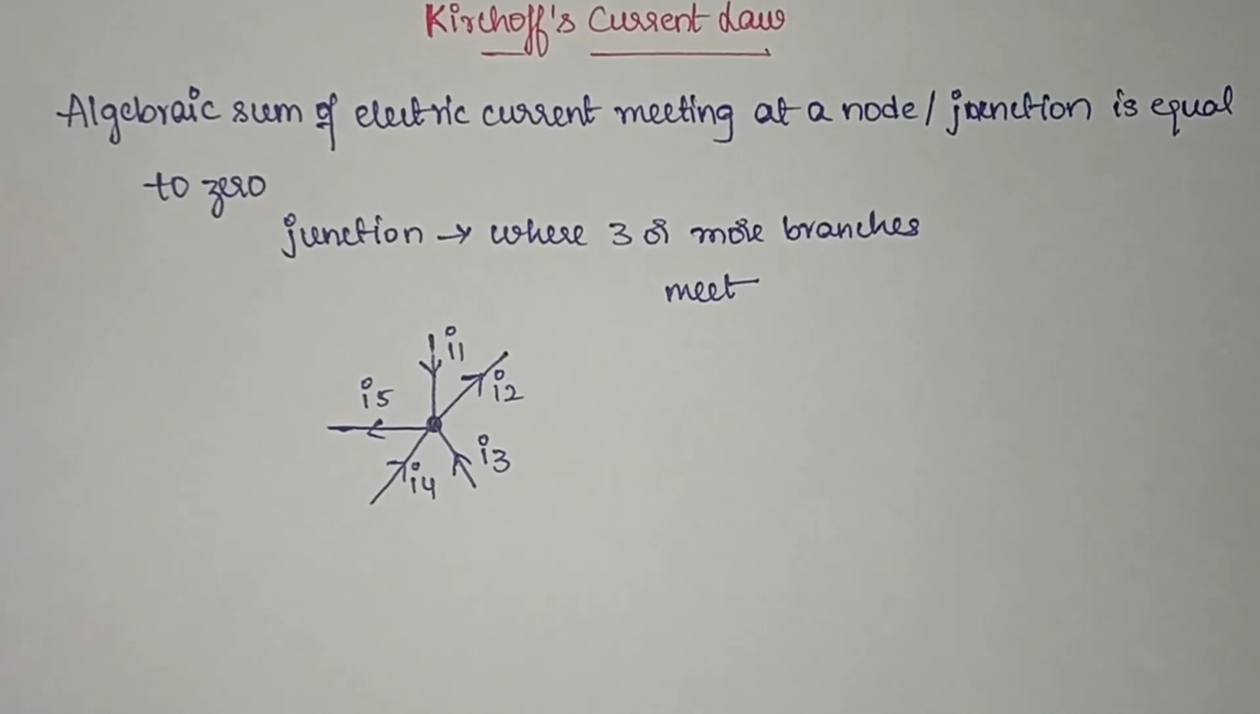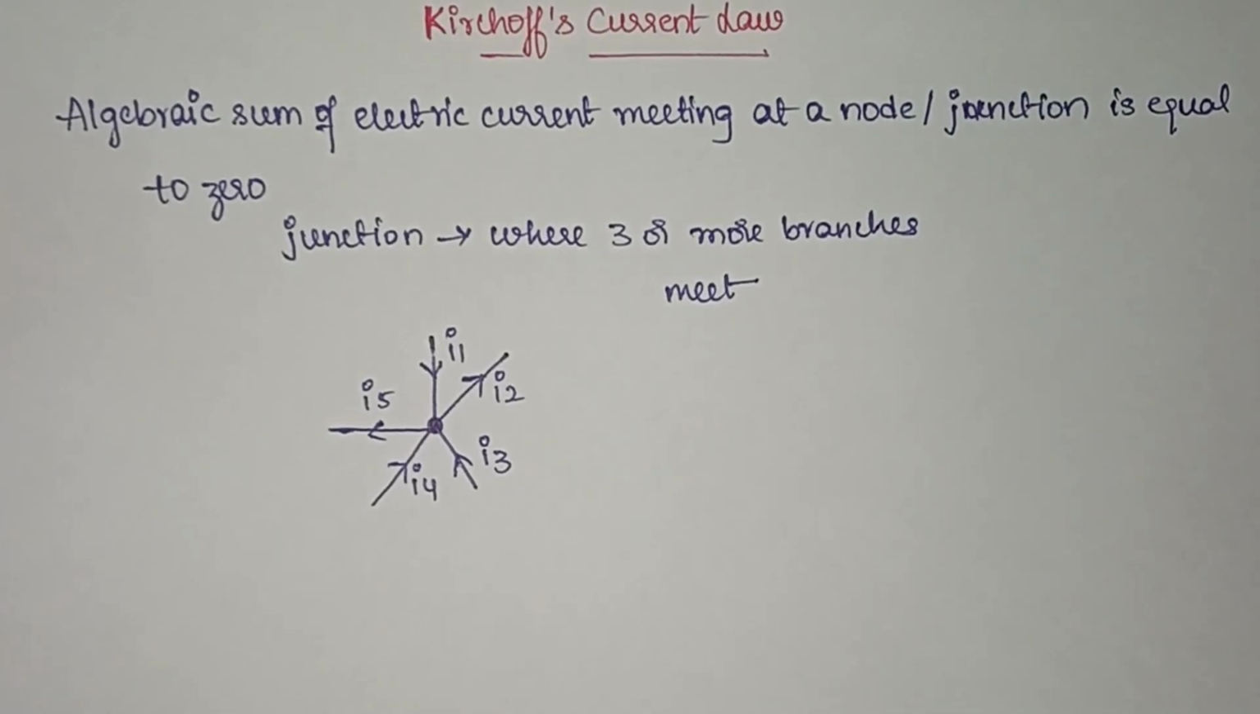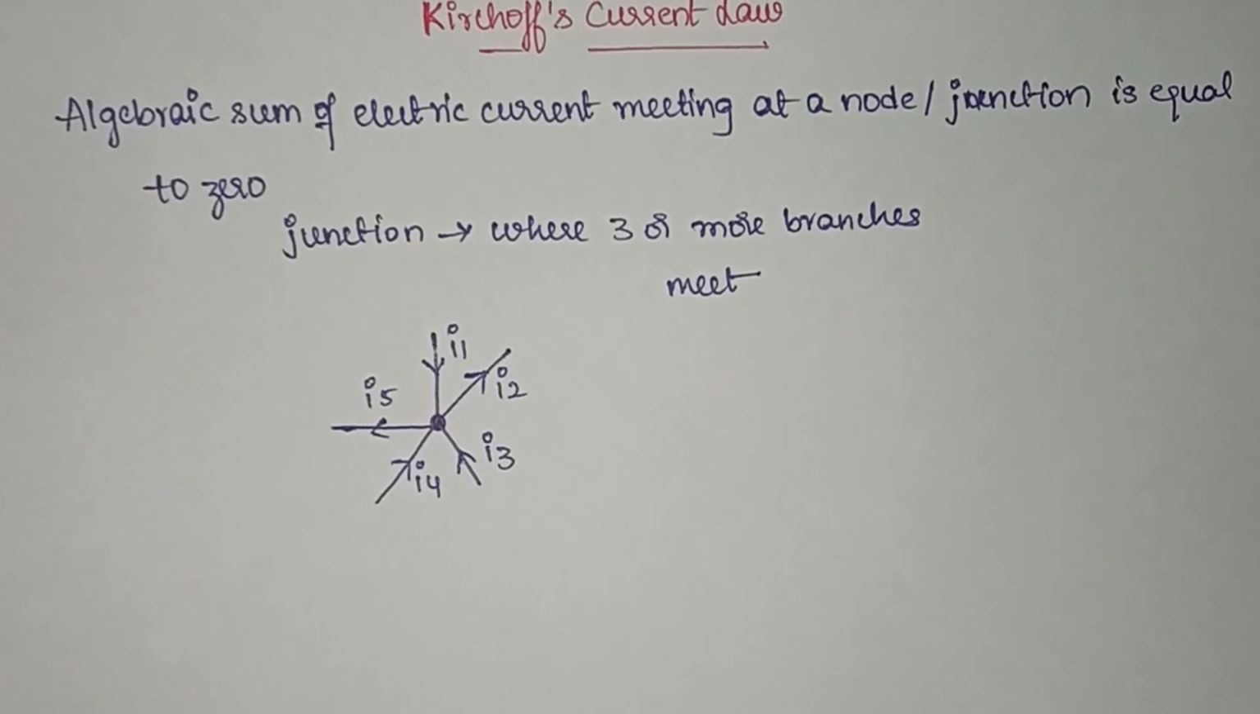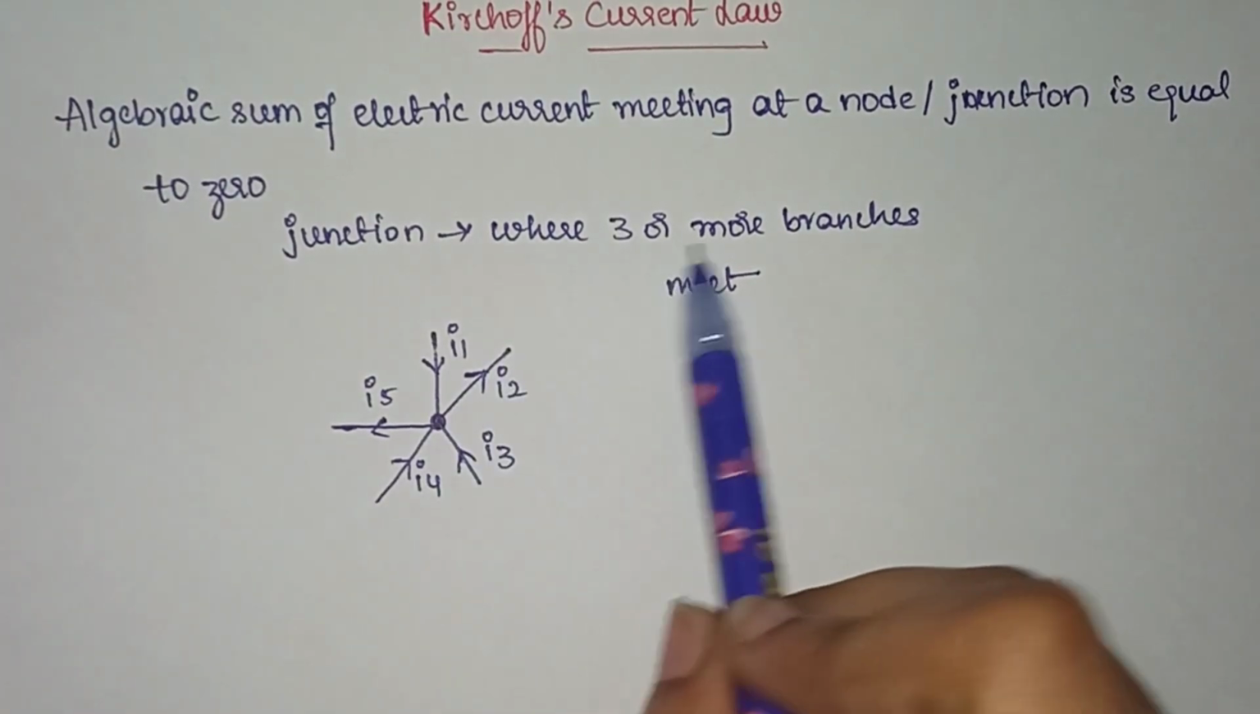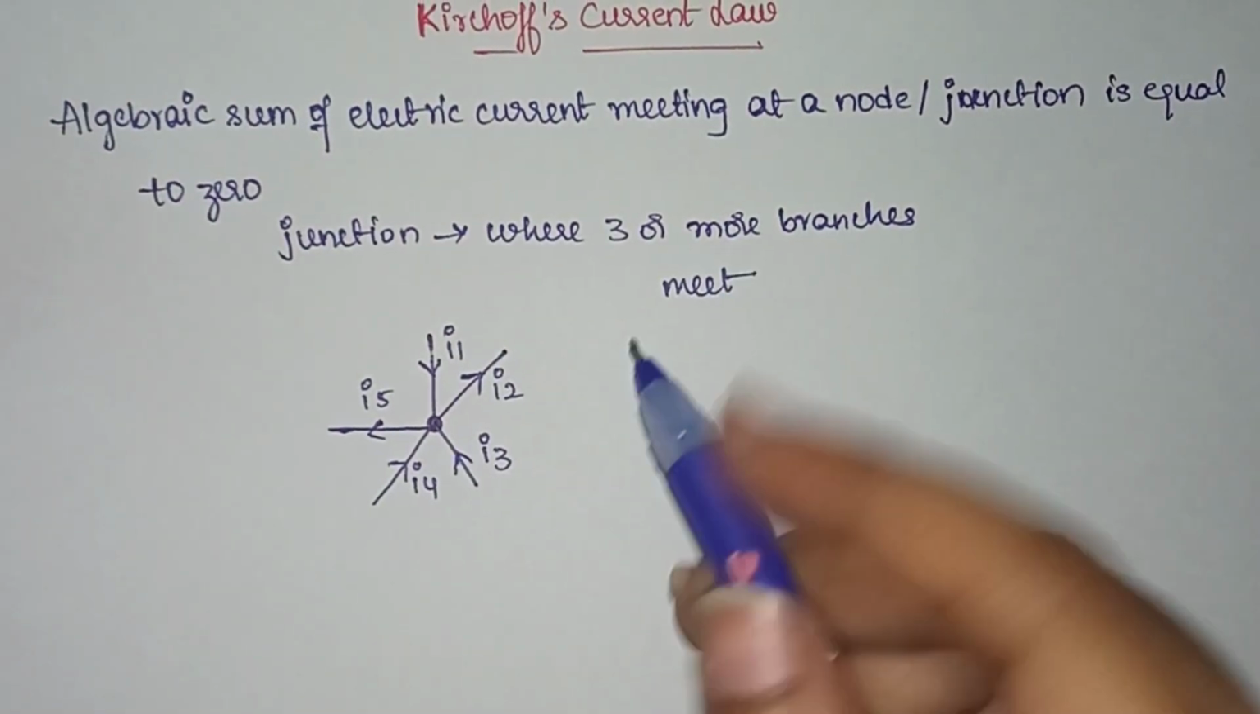In this video, we'll see what Kirchhoff's current law is. Kirchhoff's current law states that the algebraic sum of electric currents meeting at a node or junction is zero. What is meant by a junction? Where three or more branches meet, that is called a junction.